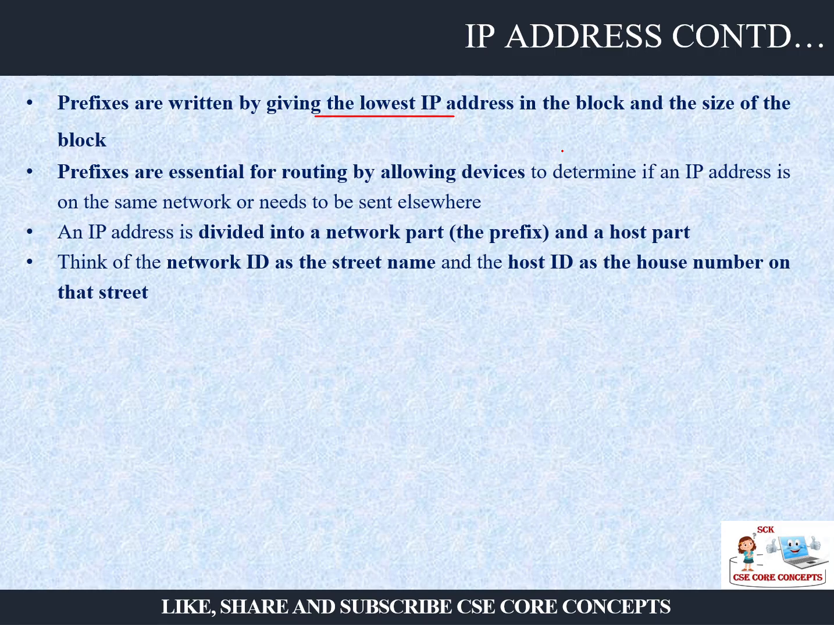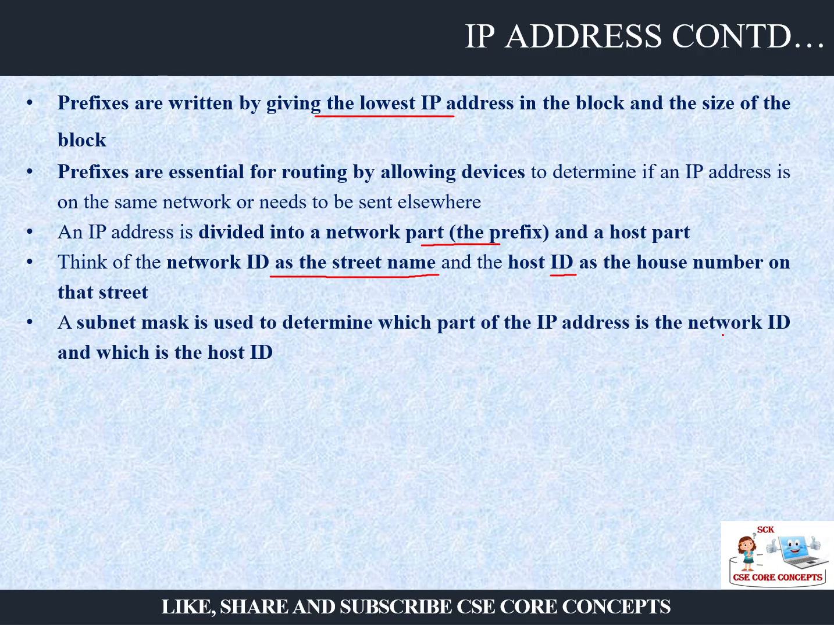So an IP address is divided into a network part and a host part. The network ID, as I told you, you can consider as the street name or your building name, and the host ID is the house number on that street. And you have a subnet mask, which is used to determine which part of the IP address is the network ID and which is the host ID. We will talk about the subnet mask.